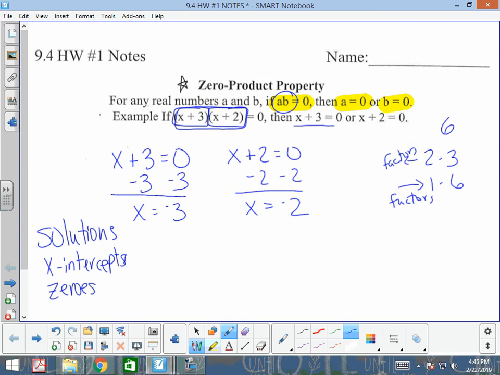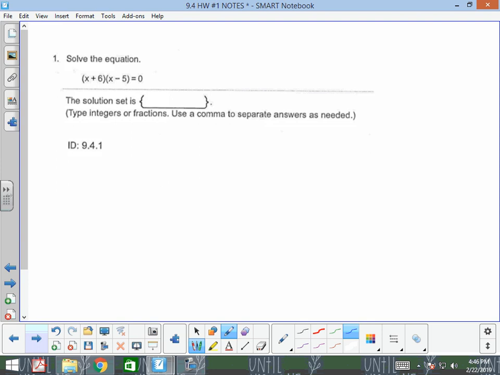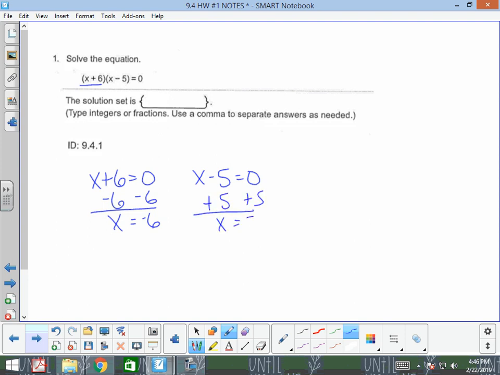All right, let's look at some examples from your homework. First we're looking at the zero product property. These are already factored for you, in factored form. So you're going to take each factor, set it equal to 0, and solve for x. One solution is -6. Another solution is 5. When you type it in, it doesn't matter which one comes first. You can write -6, 5, or 5, -6. Make sure you use a comma to separate the answers.